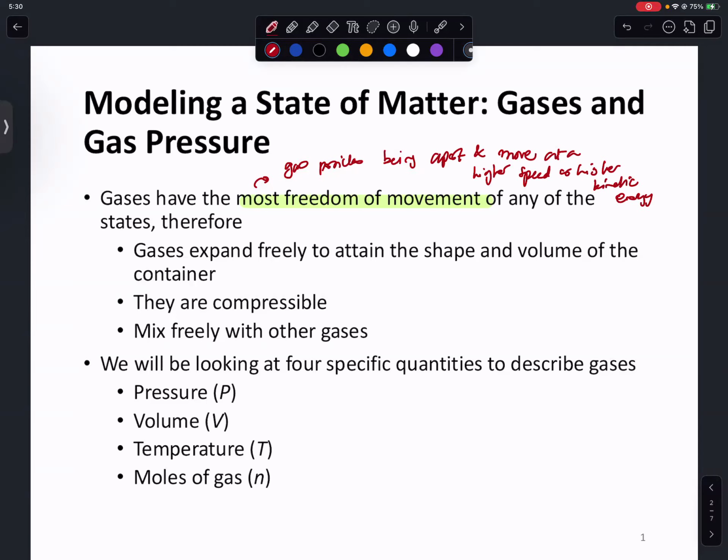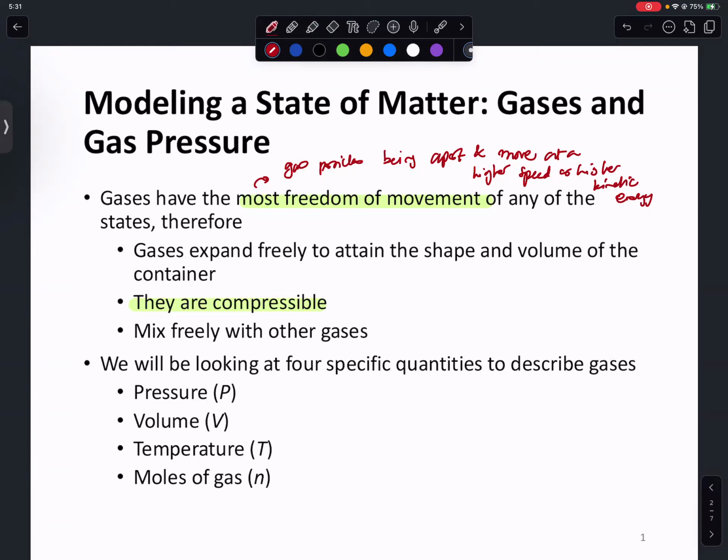And this is a refresher over the properties of gases. They can expand freely to attain the shape and volume of the container. Unlike solids and liquids, they are compressible. And of course, they will mix freely with other gases. So you might know or not that there are gas solutions, right? Like air is a popular example of a gas solution. It's a mixture of nitrogen, oxygen, carbon dioxide, and other gases.